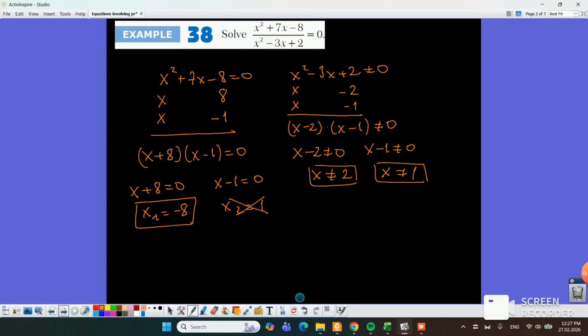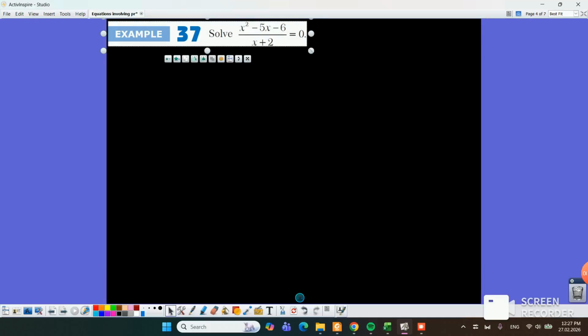Now when we continue to another question. So this one is again a quotient. What we'll do, numerator is equal to 0, x squared minus 5x minus 6 is equal to 0, and denominator x plus 2 cannot be 0. From here, we will find which value x cannot be. So x cannot be minus 2, and I will take 2 to the other side.